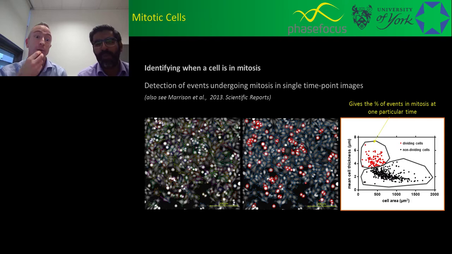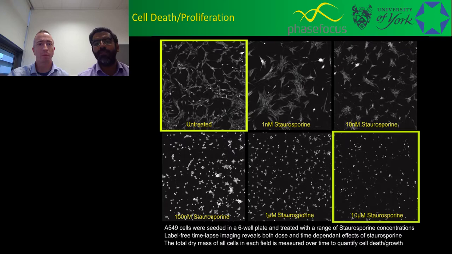Go on, take over. Okay, so with this dot plot, what we can then do is gate out that phenotype. So we can start to look at the dividing population, the mitotic cells, against a non-dividing population. But what we want to do is actually run an assay. We want to look at proliferation and cell death over a well plate. So in this example here, we have A549 cells. We've treated them with an increasing concentration of cytosporin, and we can see what happens to the mass of the cells. So we're going to focus on the two extremes, the untreated and the 10 micromolar cytosporin.